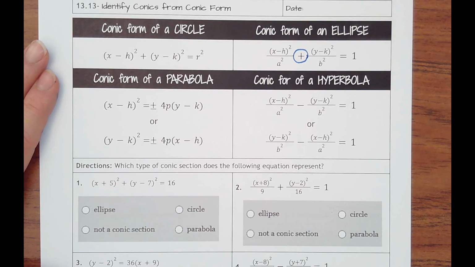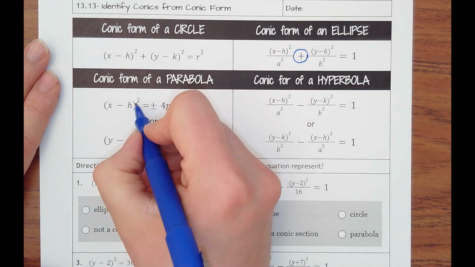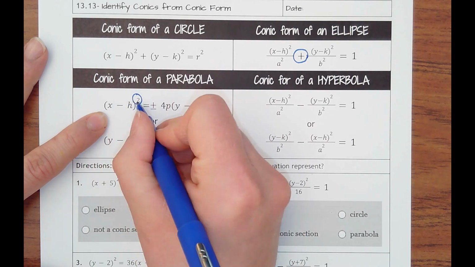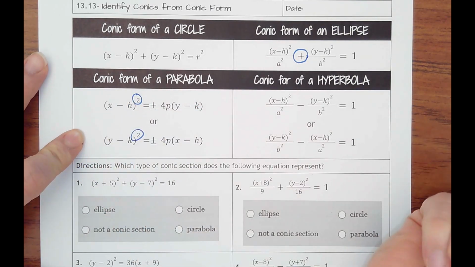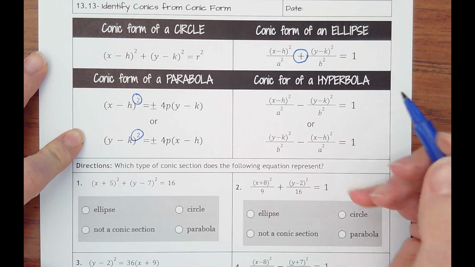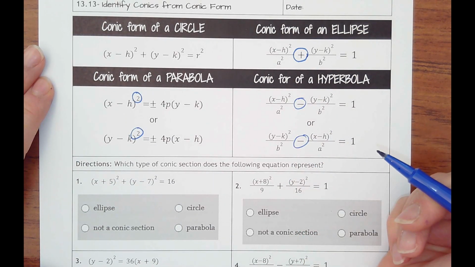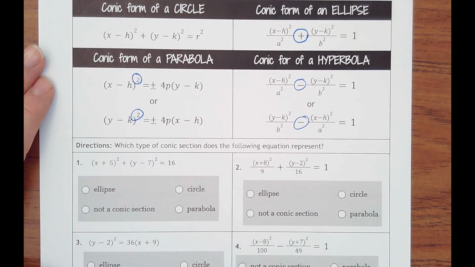And then conic form of a parabola will only have one part being squared. Either x is going to be squared or y is going to be squared, not both. And then hyperbolas have a minus sign between them. So let's see if we can identify those.